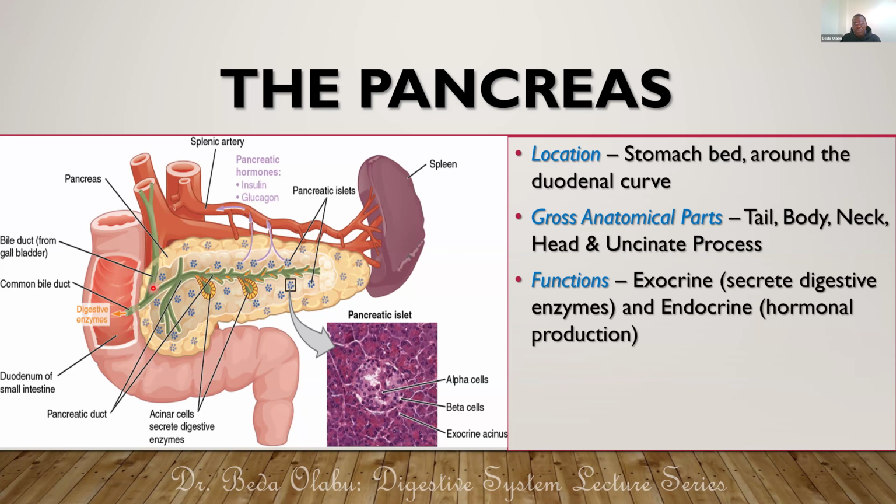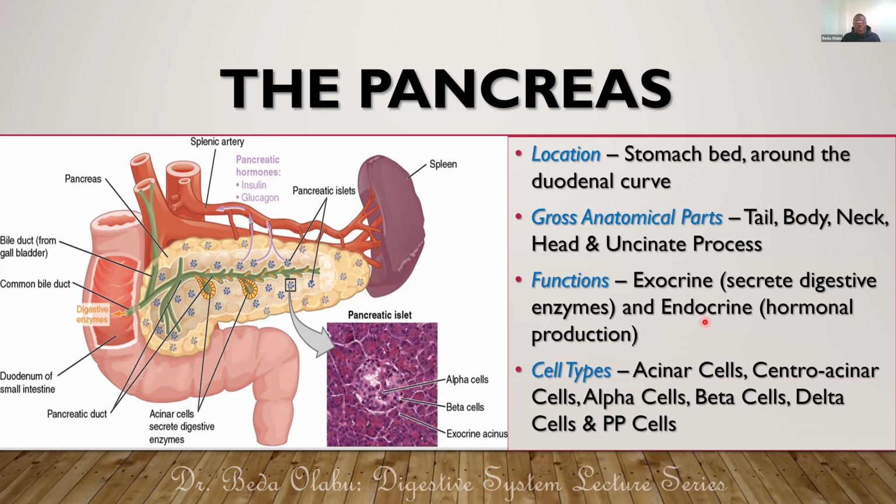The pancreas has both exocrine as well as endocrine functions. The exocrine functions are basically in terms of production of pancreatic juice, which contains digestive enzymes and bicarbonates. The endocrine function is with regard to the fact that we have islets of Langerhans that produce several hormones.